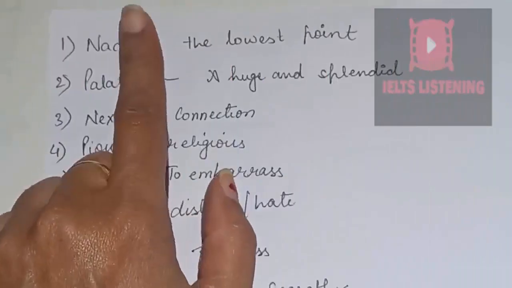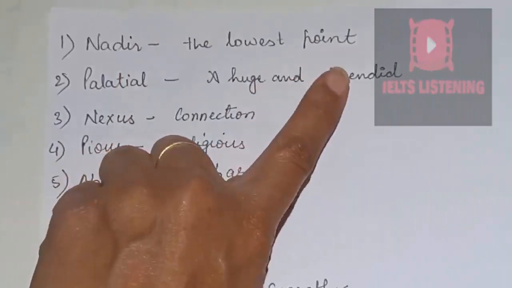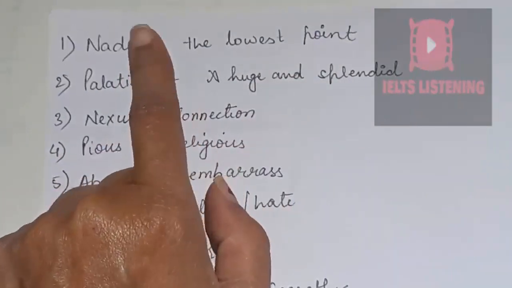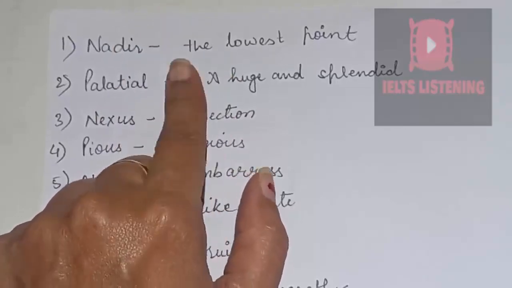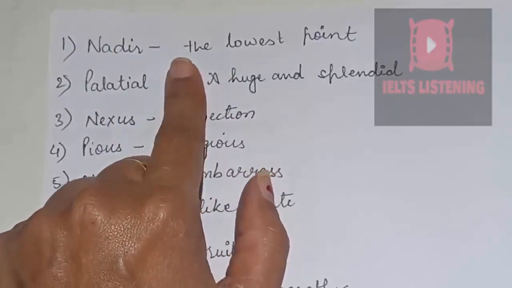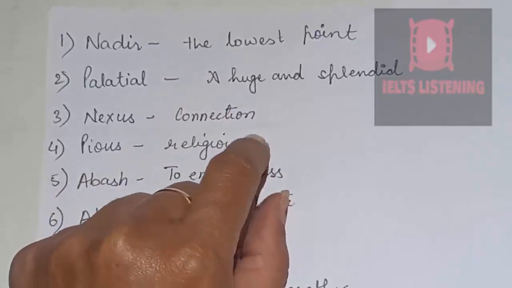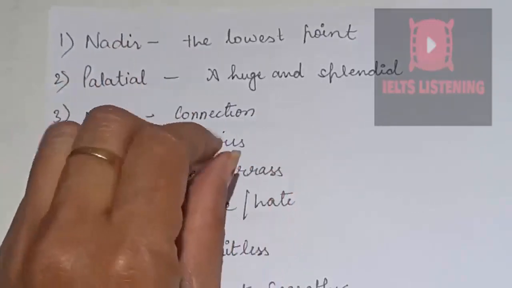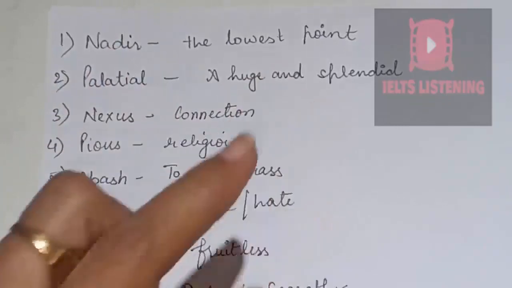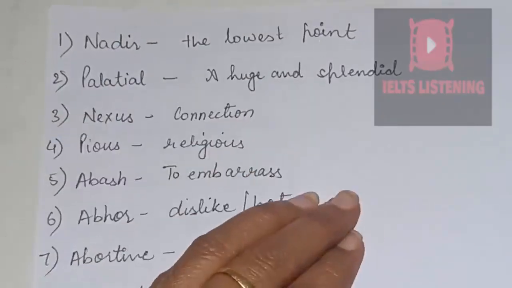So the first one is nadir, means the lowest point. This word you can use in your writing module, as in the graphs you might have seen some of the things go down and they reach their lowest point. So you can say that this thing has touched the nadir, means they reached the lowest point.